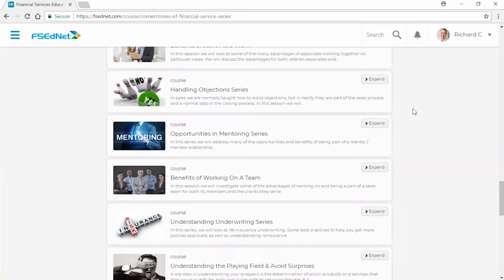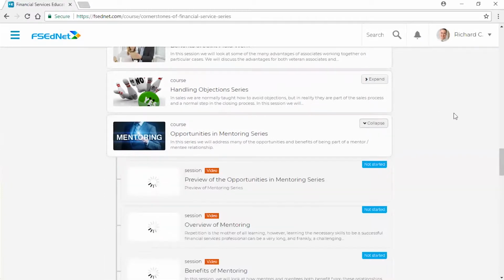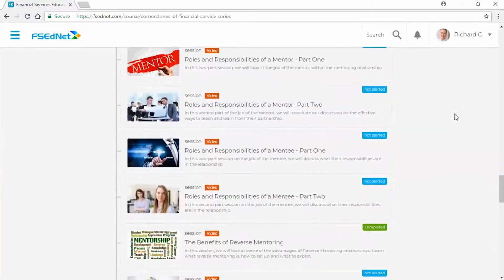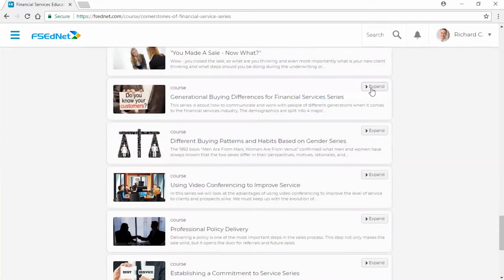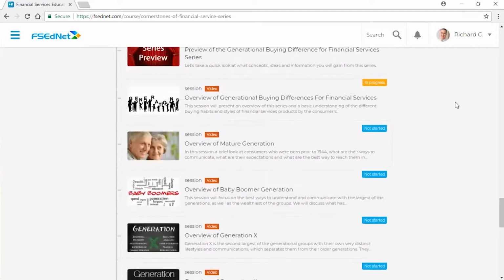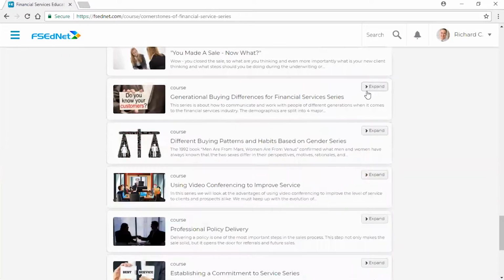Mentoring is one of the fastest ways to grow and expand one's practice, and in this series, we will take an important look at the mentor and mentee. Two important courses in Cornerstones are how to understand, communicate with, and sell to the different demographics of today's consumers, as well as the buying habits and patterns between men and women when it comes to financial products and services.